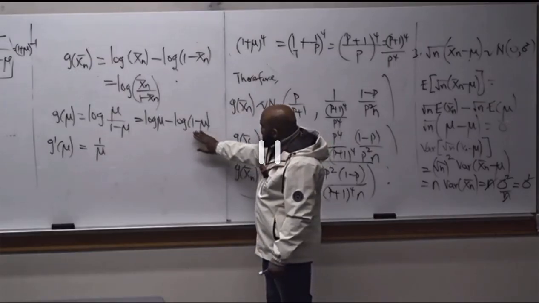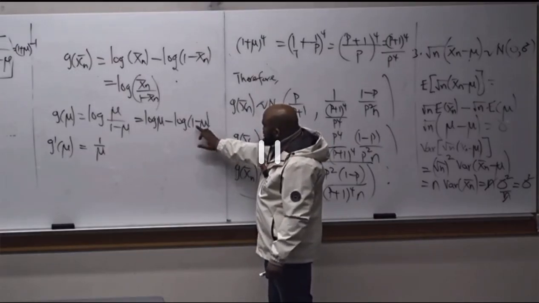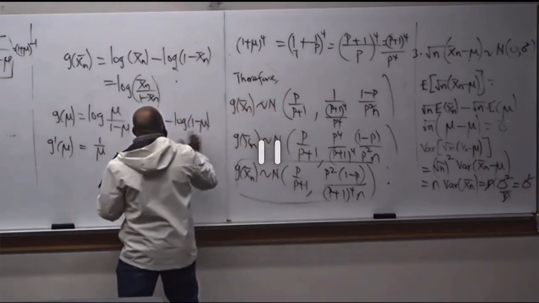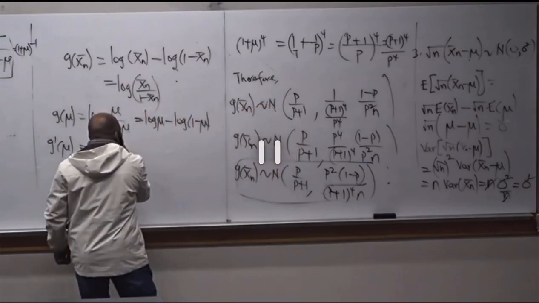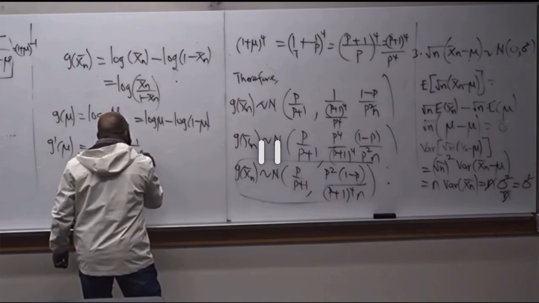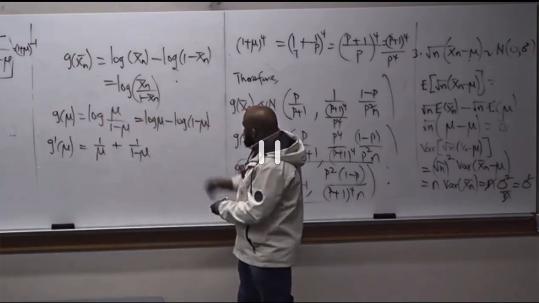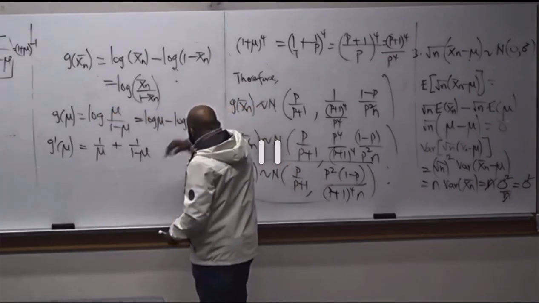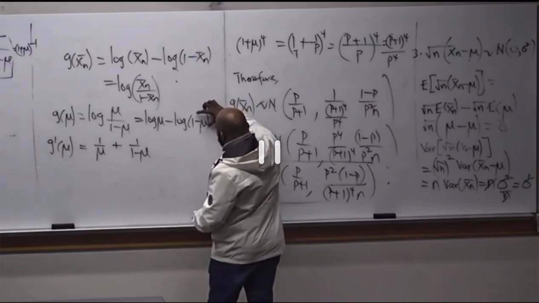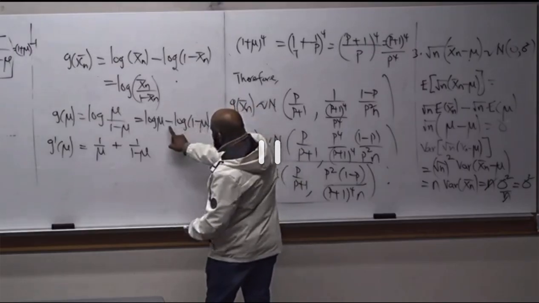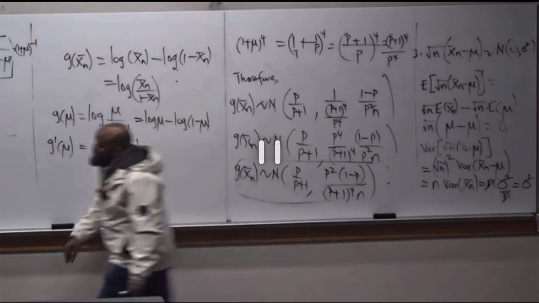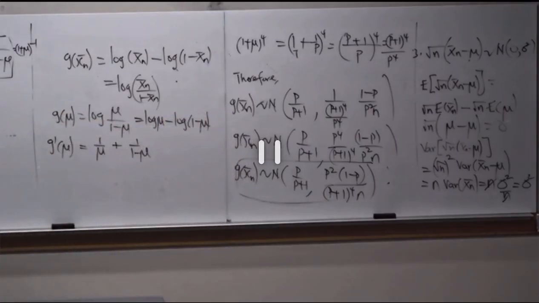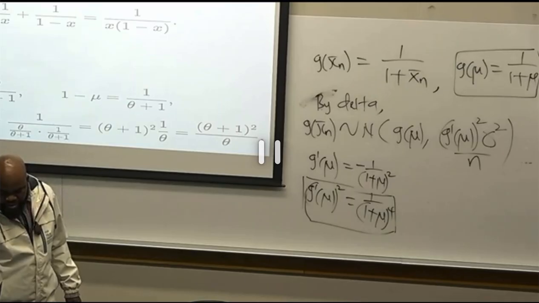If I want to find the derivative of this guy, this should be 1 over 1 minus mu. Why do I have that? If I bring this one down, now I have 1 over that, and I differentiate this guy, times that, that's how I have a plus. Now let me see right here. That's exactly what I'm trying to say here.